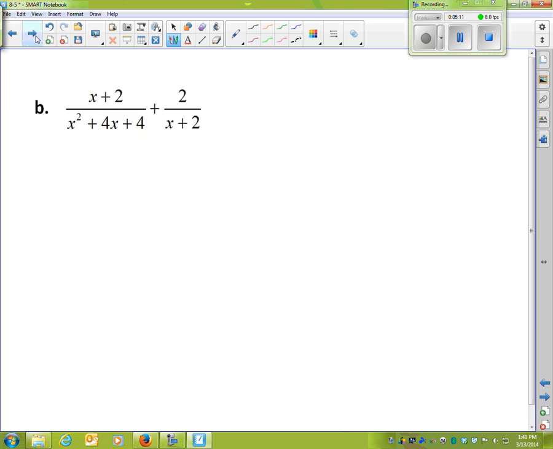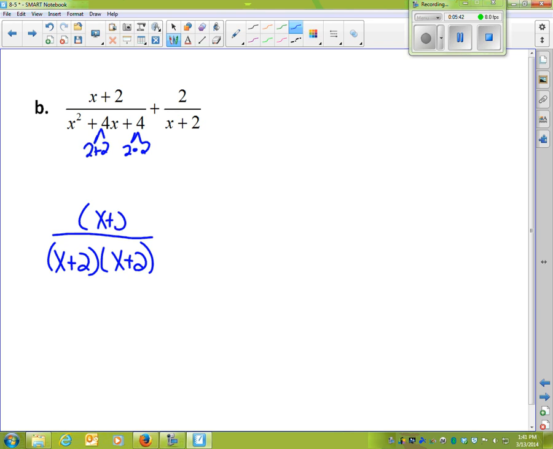Let's try a problem now where you don't have a common denominator. Right, step number 1, factor. I can see I have a trinomial. What multiplies to give me 4 and adds to give me 4? That'll be 2 plus 2 and 2 times 2. So this denominator is x plus 2 times x plus 2, all over x plus 2, plus this x plus 2 on this side. I can't factor. I'm just going to rewrite it.